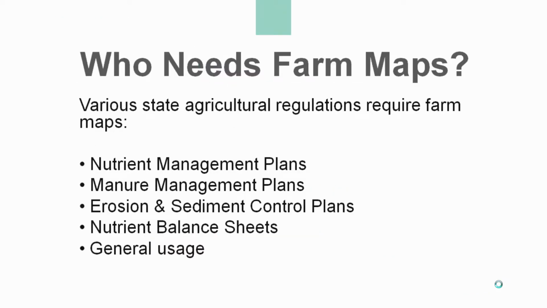www.paonestop.org. Several state agricultural regulations require farm maps. Some of those include nutrient management plans, manure management plans, erosion and sedimentation control plans, and nutrient balance sheets, which are used for manure transfers. In addition, farmers can also utilize maps for general purposes around their farm.